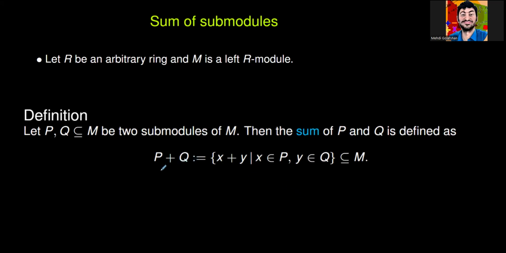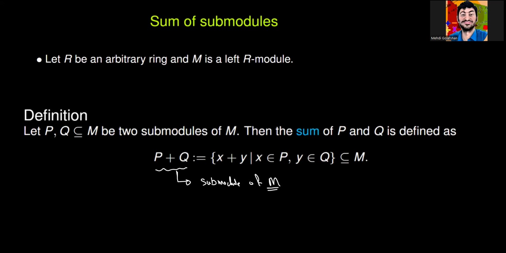Again, this is a submodule of M. Because it satisfies all the conditions, and the scalar multiplication is the same as the scalar multiplication coming from M, it is a submodule of M, and therefore it is known as the sum of the modules P and Q.